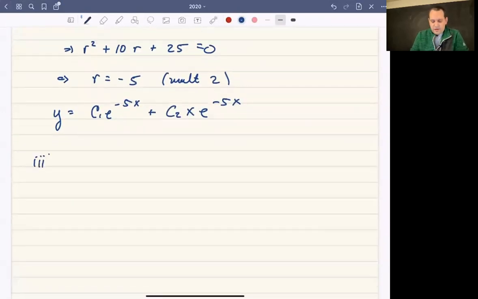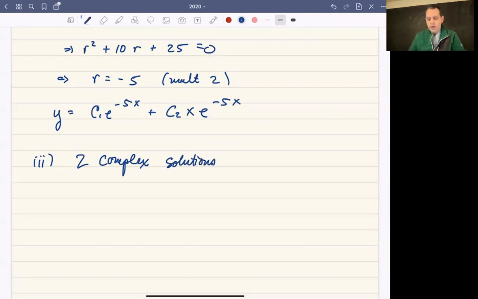And then finally, the third case is if you have two complex solutions. Before we talk about how to handle what happens when you have two complex solutions to this equation, we have to figure out what e to a complex number is, and we'll do that in the next video.